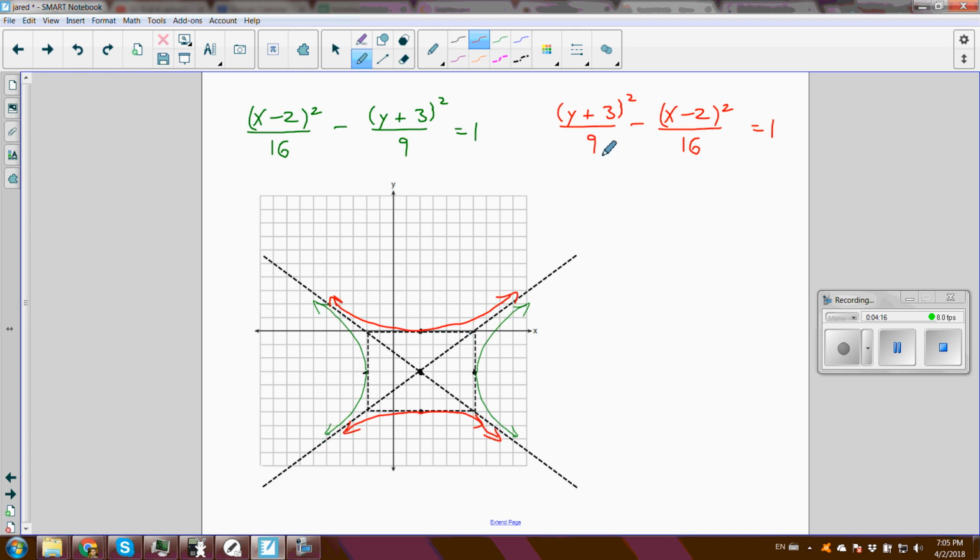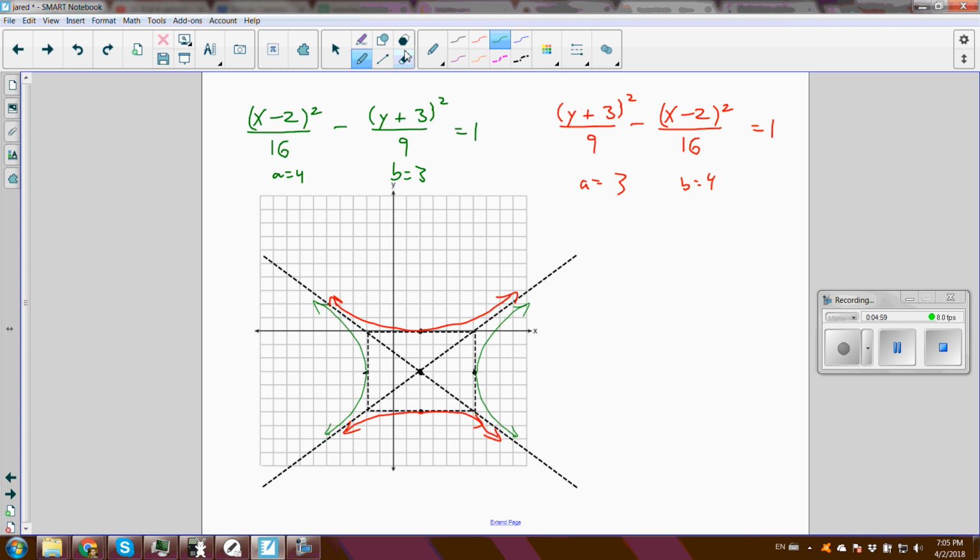A and B don't change. Well, sorry, A and B do change, because now here in the green, A equals 4 and B equals 3. I had that backwards, and let me go back and fix that. That was craziness. A equals 4 and B equals 3, because A is how far it is from the center to the vertex. Center to vertex is 4. For the red hyperbola, center to vertex is 3.